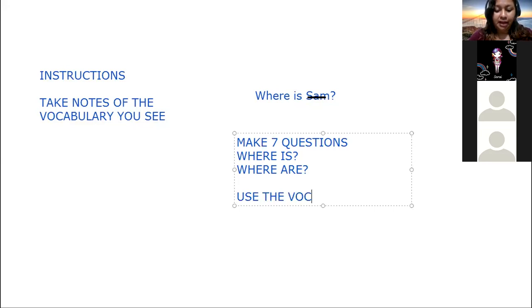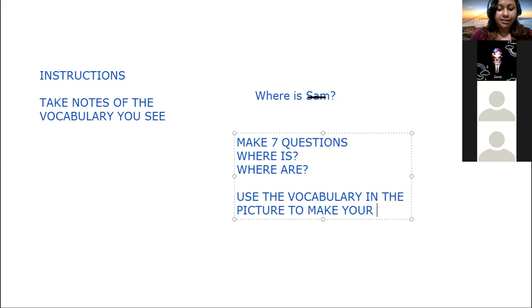Use the vocabulary in the picture. You see? Repeat it with me. Use the vocabulary in the picture to make your questions. Okay, so seven questions with where is and where are. Okay, 7 preguntas por grupo. Okay, solo 7. Y ustedes las mezclan. Where is, where are.